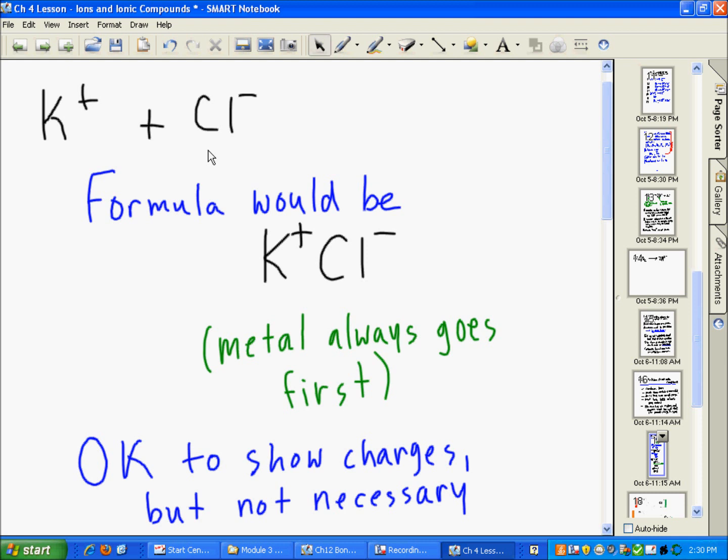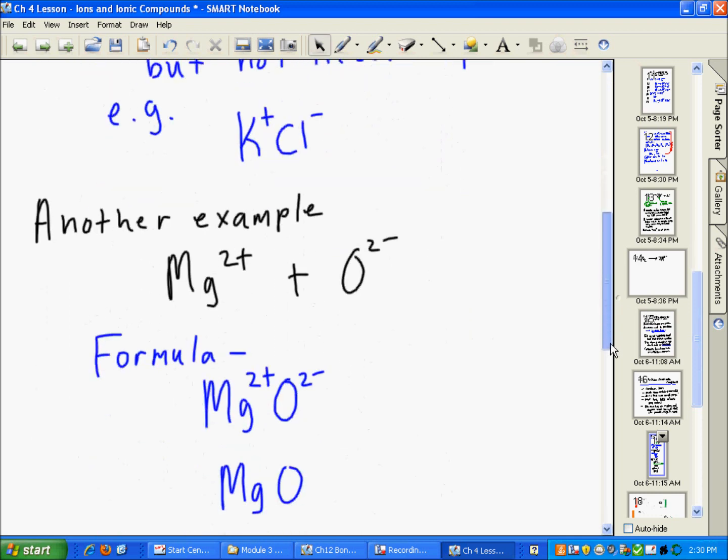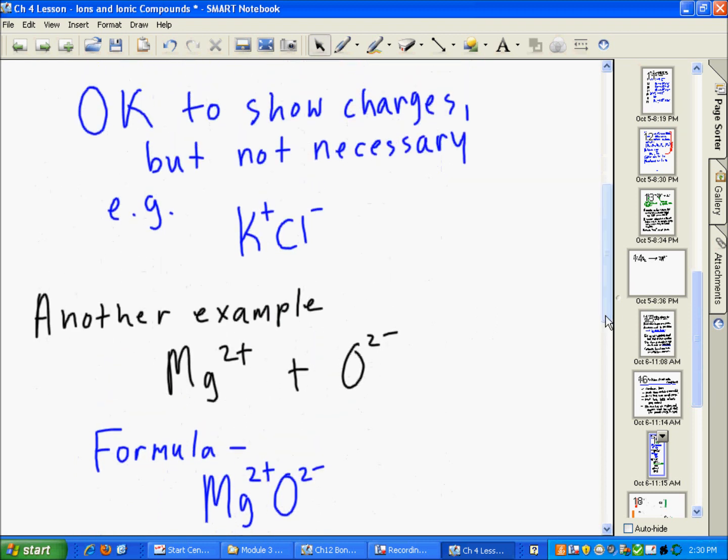When you're working out a formula, I normally leave the charges in. Once I know how many atoms or ions I have, then you don't have to put the charges in anymore. So that's 1 each. And the metal always goes first when you do these. Like I say, it's okay to show the charges, but not necessary. So you could write it as K+Cl- or just KCl. When you're figuring out how many of each ion there are, normally you will need to put the charges in, but once you know, you can take them out again.